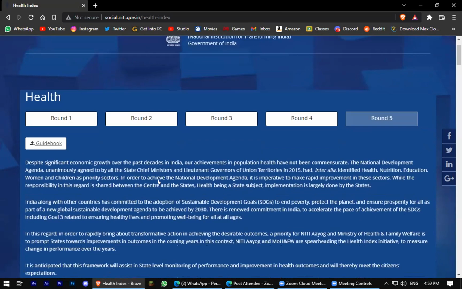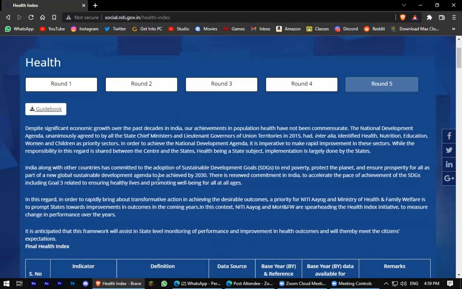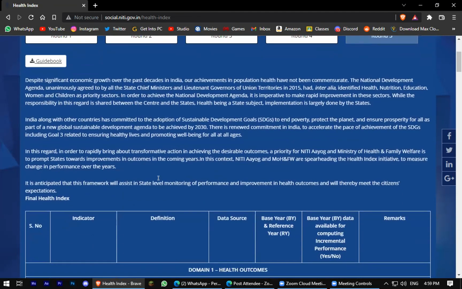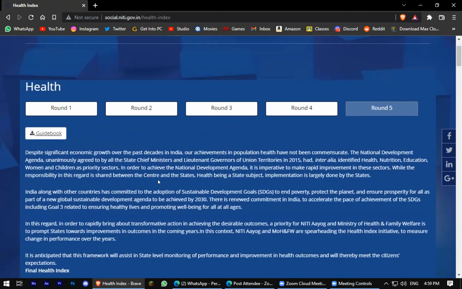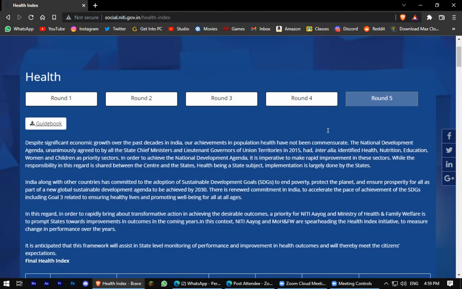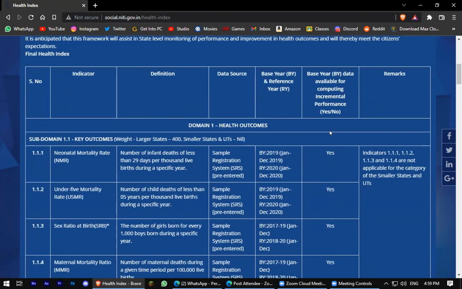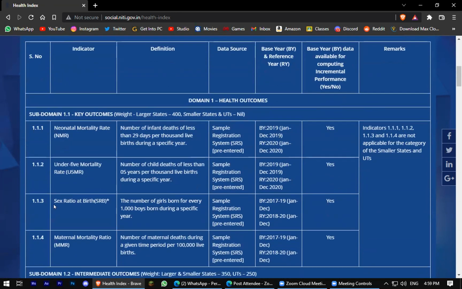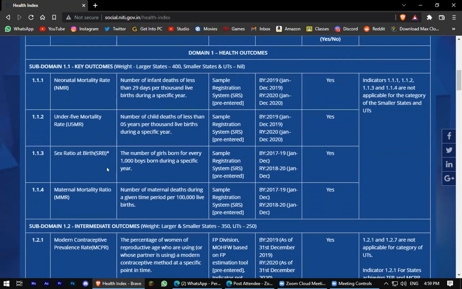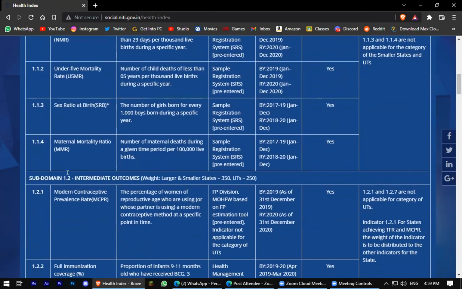and for each round, the team is working to get the data. Although the data is the same, every time we are taking this data, that is for 3 months first, then second 3 months, then third 3 months, and fourth, and then finalizing on round 5. What we are trying to do here is find the outcome on neonatal mortality rate, under 5 mortality rate, sex ratio at birth, and maternal mortality rate.